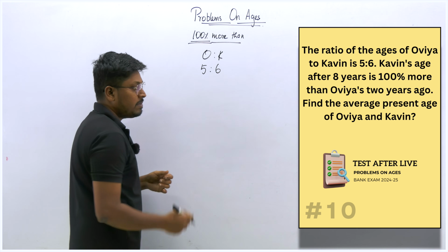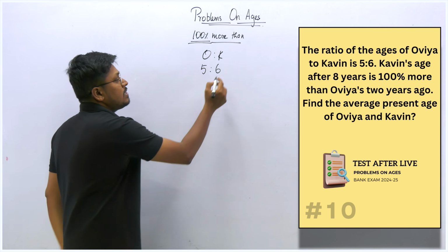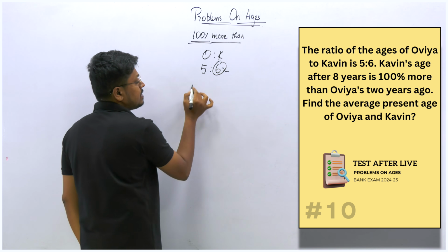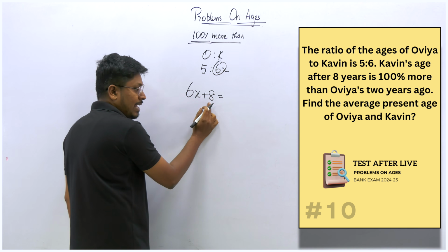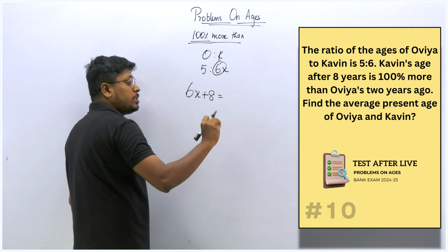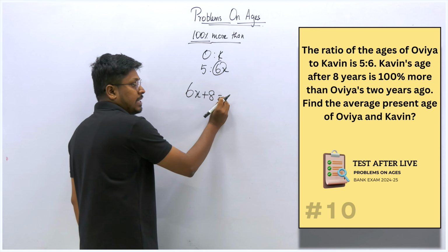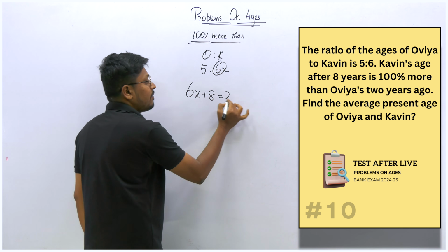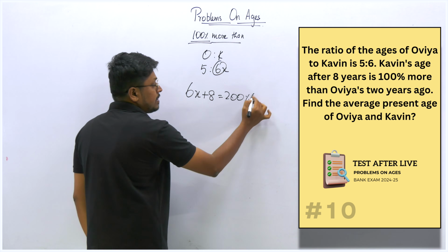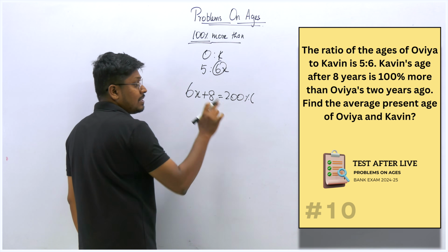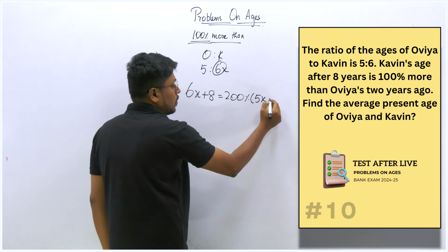This is the ratio they have given. After 8 years, Kevin's age: Kevin's age is 6x, so after 8 years it is 6x plus 8. Kevin's age after 8 years is 100% more than Ovia's age 2 years ago. If it is 100% more, you have to consider it as 200%. Don't forget it. And then 200% of Ovia's age 2 years ago. Ovia's age is 5x, 2 years ago minus 2.